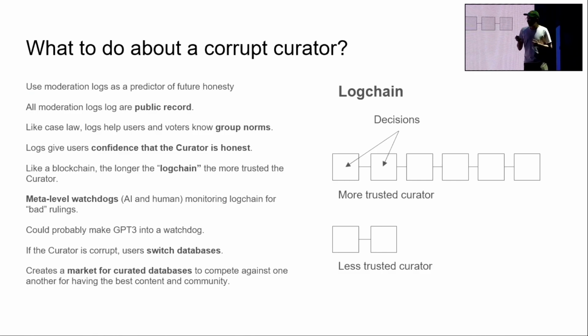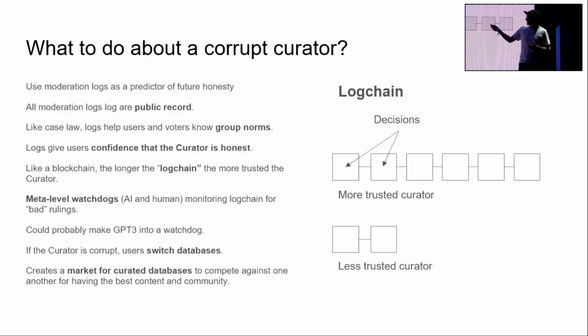So what do we do if the curator becomes corrupt? You don't want to be participating in a system where the curator is obviously fraudulent. So we have a system for detecting corrupt curators, and we have this idea of the log chain. The more decisions that a curator has made, the more trusted they are. A longer decision history gives someone more certainty that the curator is going to be honest. It's like an Uber ride. If an Uber driver only has one ride, you might be a little scared, but if you've seen they've done 15,000 rides, you can trust them.